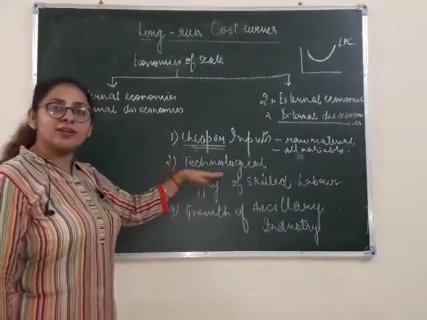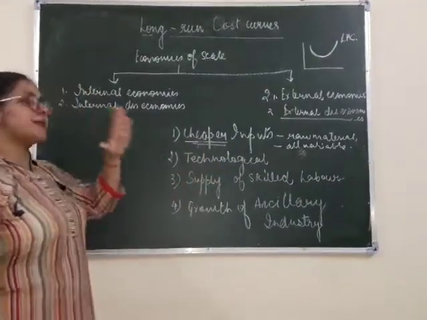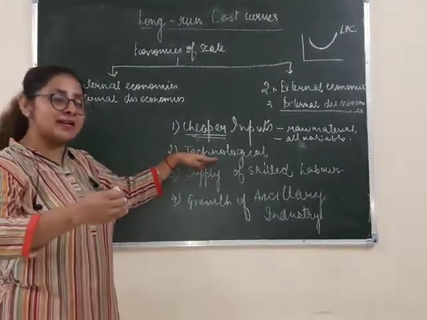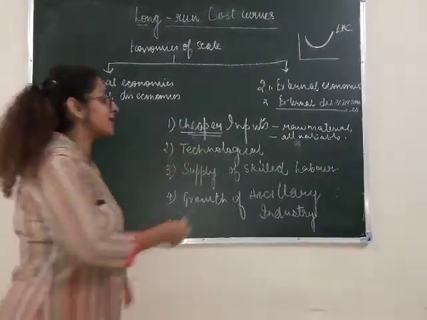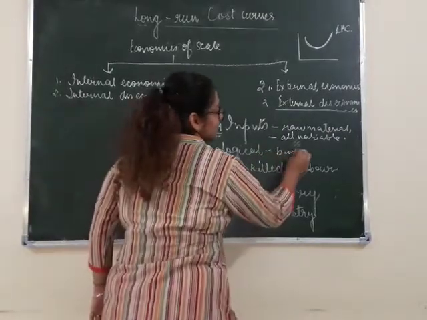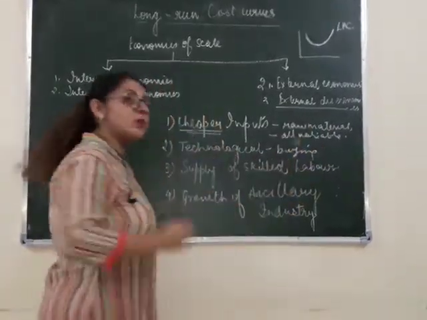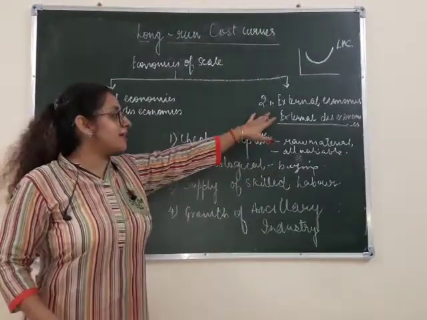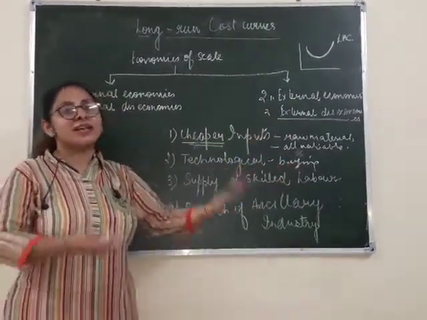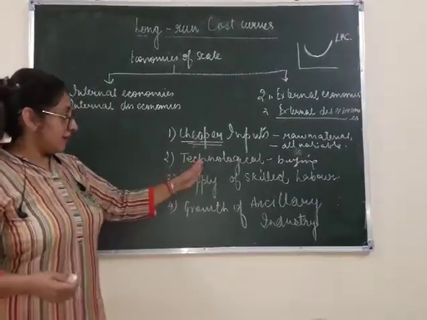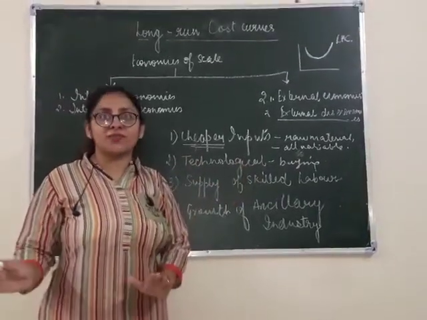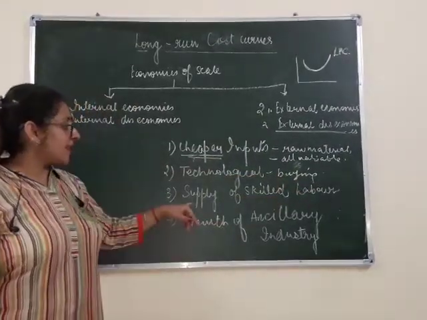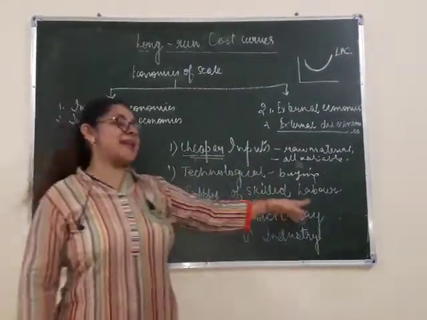The next thing is again technology. In internal economies we also studied technology, but here we are taking technology from the external market. It means we are buying it, and if we are buying a new and advanced one, that is your technological environment, and it is good for the organization. Clear? Now the third heading is supply of skilled labor.